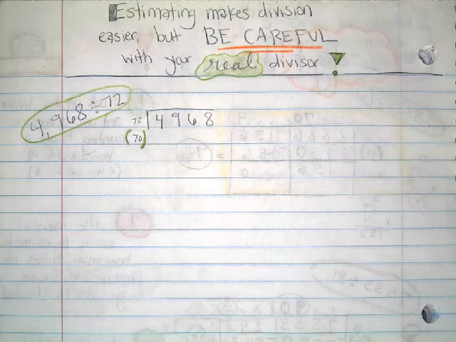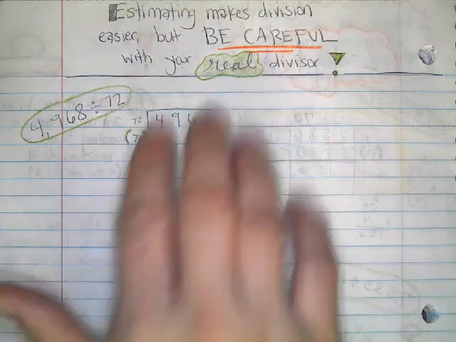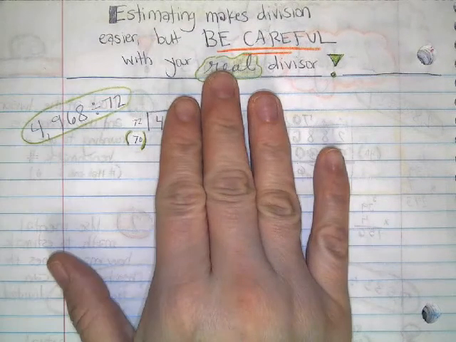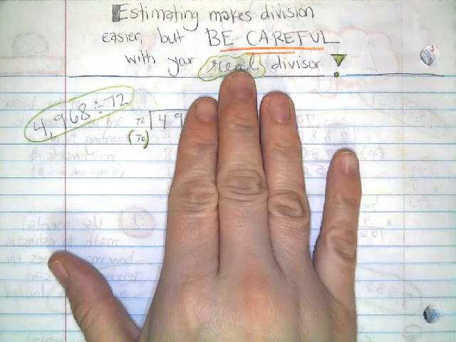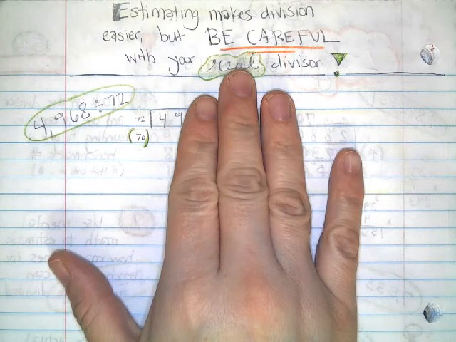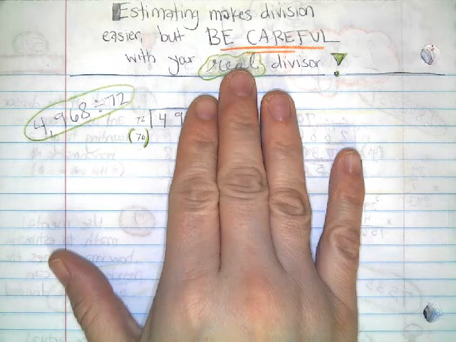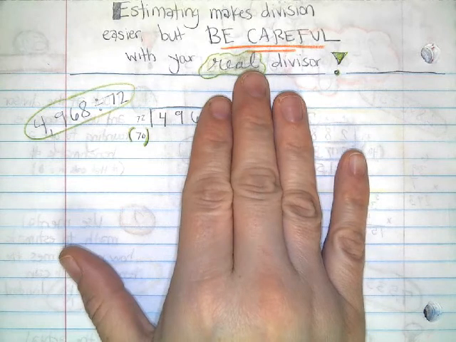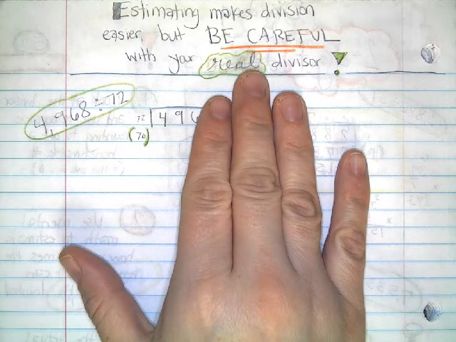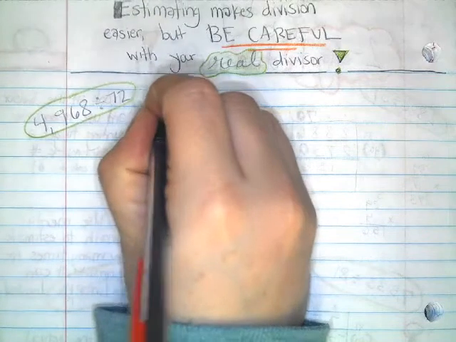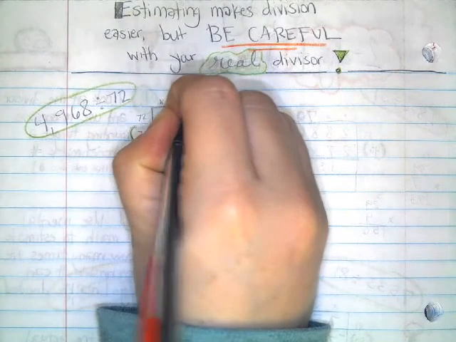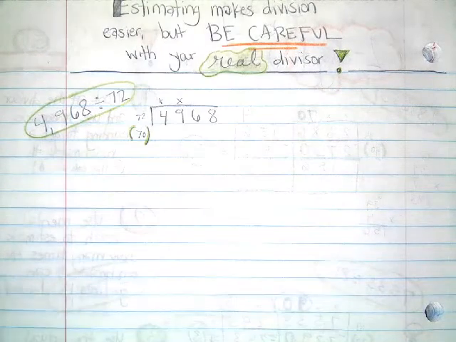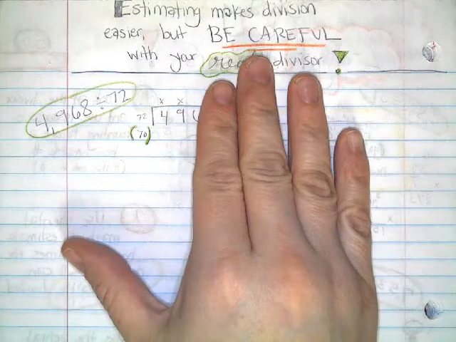Does 70 go into 4? The answer is no. So you put an X there. Does 70 go into 49? No. Does 70 go into 496? Yes, it does. So we would have X's above the 4 and the 9. And this 6 is where we're going to stop.